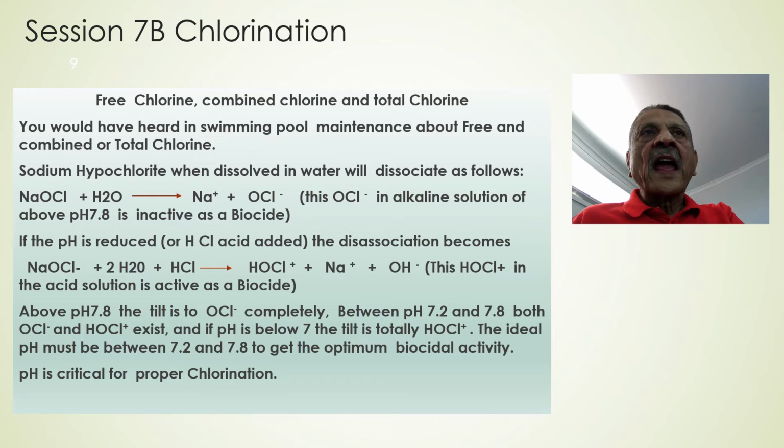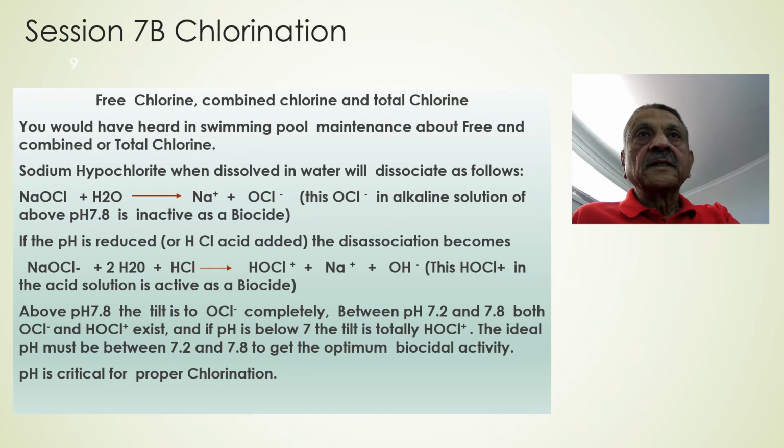But when you add acid to it, like say for example hydrochloric acid, the dissociation becomes the sodium hypochlorite with water and your acid, you have hypochlorous acid, HOCl, plus Na plus and OH minus. So that is the most reactive aspect in this reaction, the hypochlorous acid, HOCl.